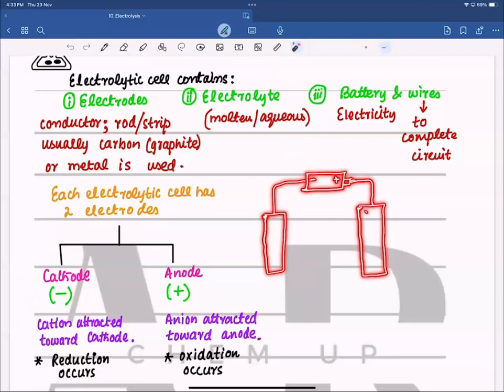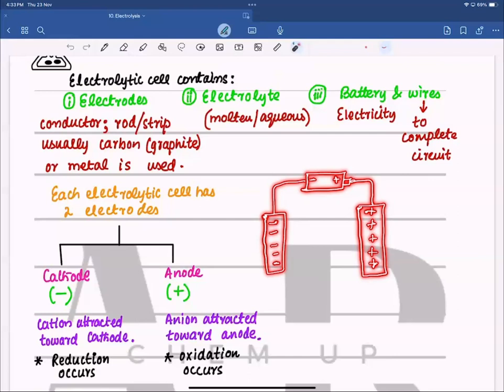Now, as the right-hand electrode is connected to the positive terminal, it means this whole electrode is going to carry the positive charges, right? And the left-hand electrode is going to possess the negative charges. Is this understandable? Yes, Aisha? Yes, sir. Yes, Safwan? Yes, sir.